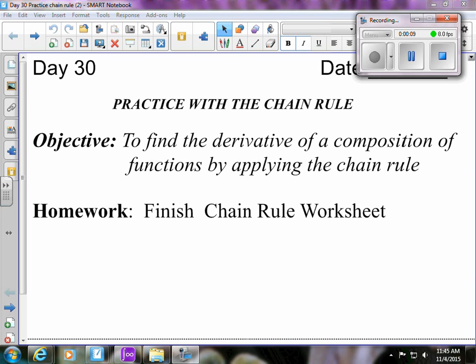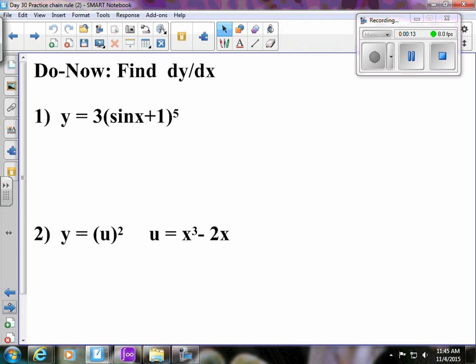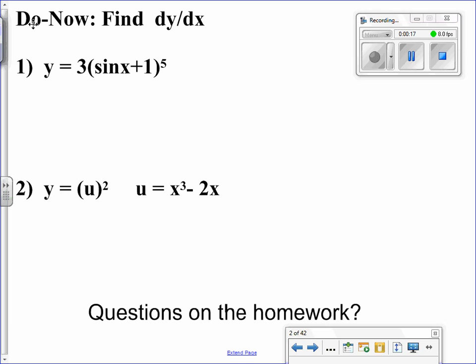All right, today we're going to practice using the chain rule. Did you guys do these? Let's get this. Okay, who wants to volunteer? You want to do the second one? Oh, wait, you're doing the second one? What do you want to do? All right, tell me.